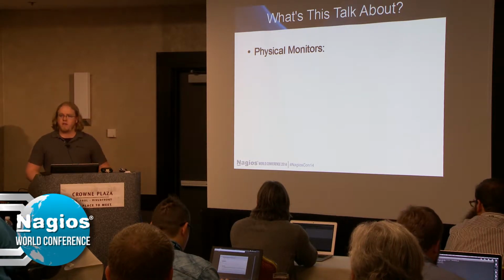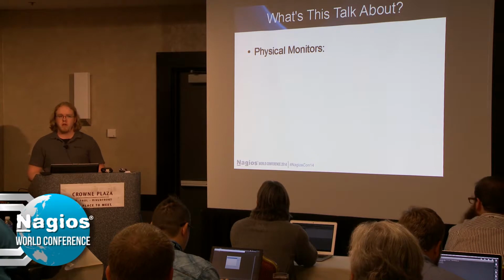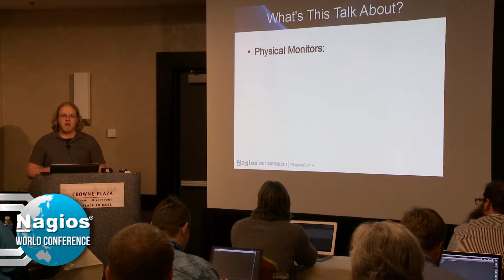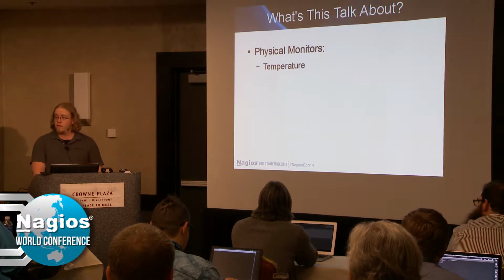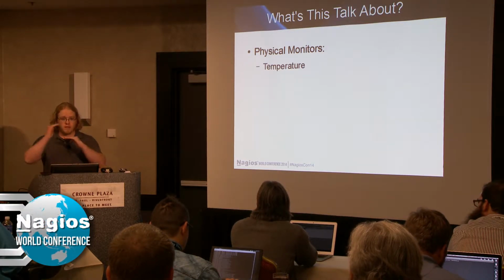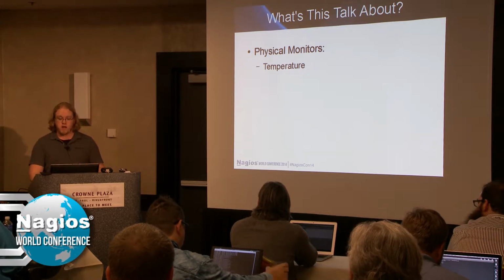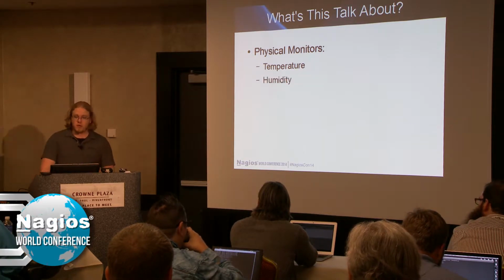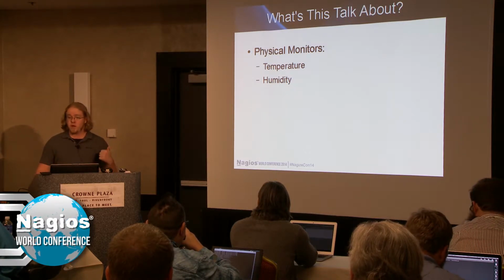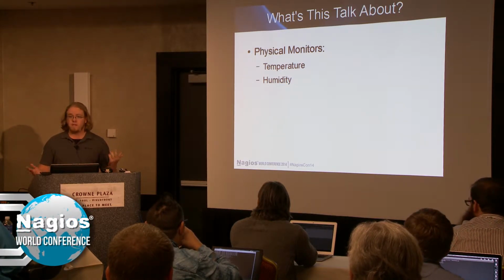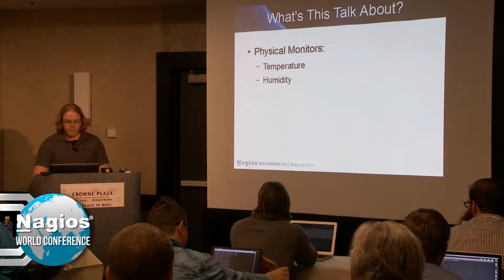So a physical monitor is different from the usual things you would monitor: SSH, ping times, number of running processes, CPU load, things like that. A physical monitor could be the temperature of a room. If you're running a data center, you'll want to make sure that it stays in that zone where it's not too hot, not too cold. Along with temperature is humidity. You could have your temperature spot on, but if your humidity is 80%, you've got a problem. Huge problem.